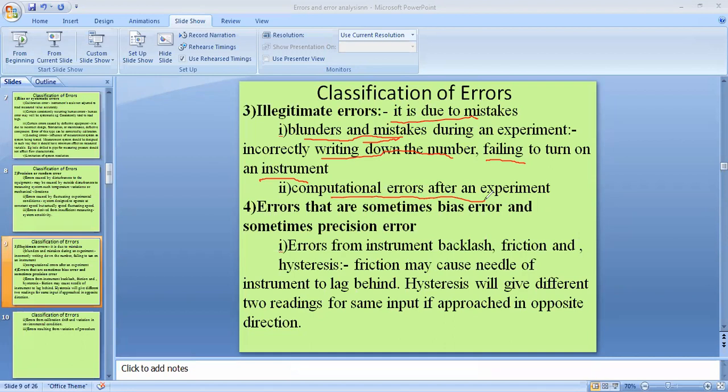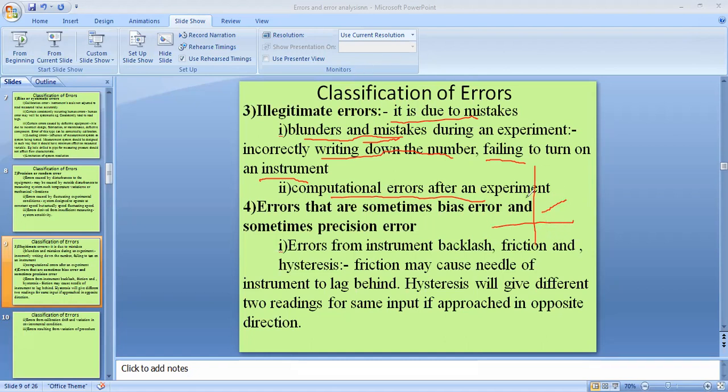Now, sometimes we are not very sure whether the error is a bias error. Sometimes it is a precision error. So errors because of instrument backlash, friction, and hysteresis. Hysteresis is the type of error which occurs if you go in a different way. Suppose you go on increasing the value.